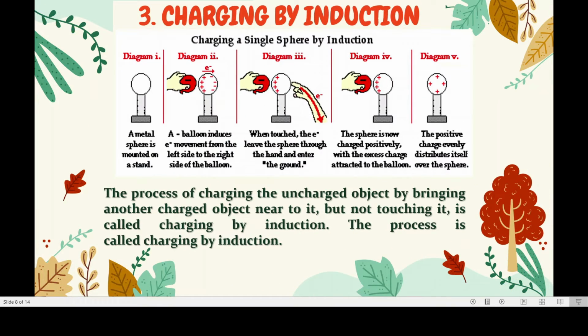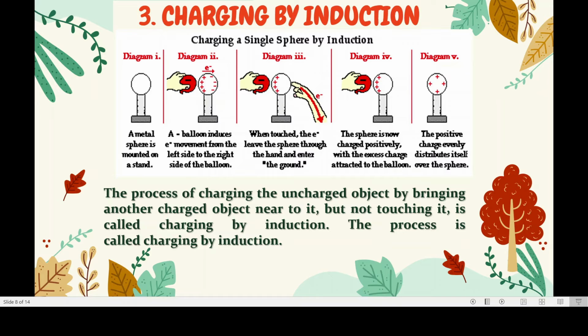Charging by induction. What is meant by charging by induction? Look at the diagram. In the first diagram, a metal sphere is mounted on a stand, and in the second diagram, a negatively charged balloon induces the electrons from the left side to the right side of the sphere. Here the negatively charged balloon attracts the positive charge towards its direction and repels the electrons, that is negative charge, away from its direction.